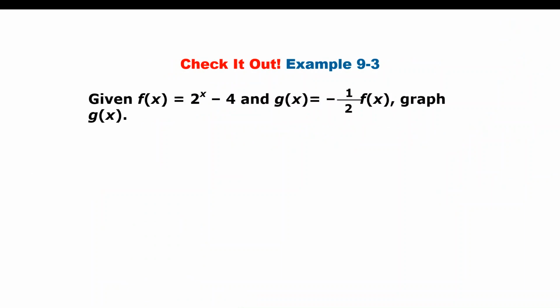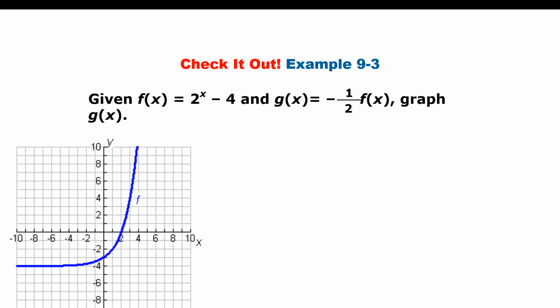All right, let's combine another set. Here it says take f of x, and g of x is going to be -1/2 times f of x, and then we're going to graph g of x. So let's go ahead and graph f of x just to have that written here. We can see that that's 2 to the x, and then we move it down 4 units. And so now g of x says take -1/2 times f of x, and f of x is 2 raised to the x power minus 4.